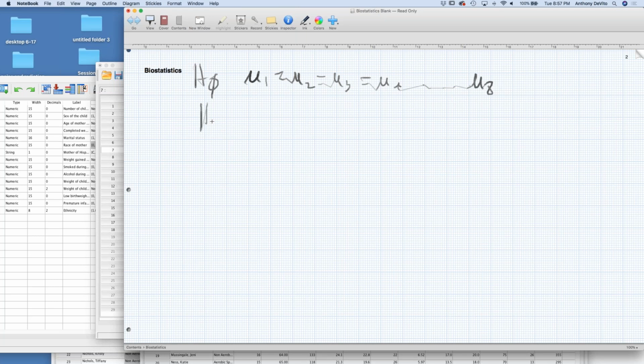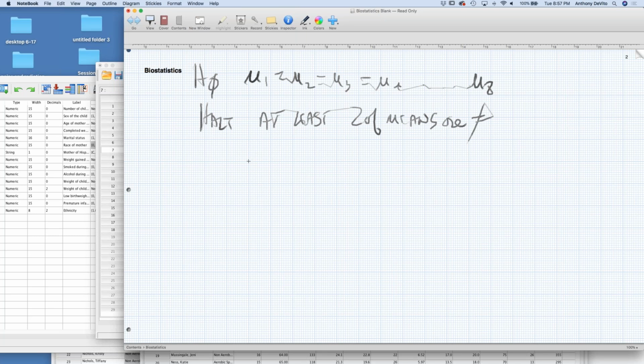And my alternative hypothesis is that at least 2 of the means are different. Not all of them have to be different, but at least 2 of the means are different, are not equal, right? So that is my test. That's what analysis of variance is going to do for me.